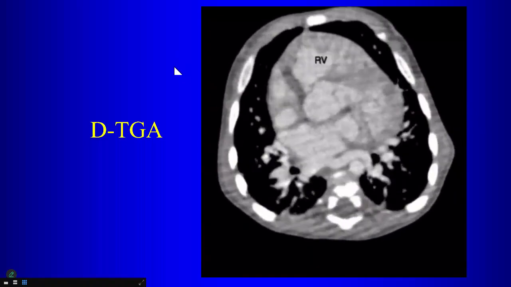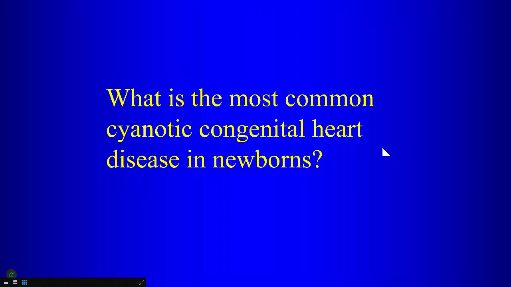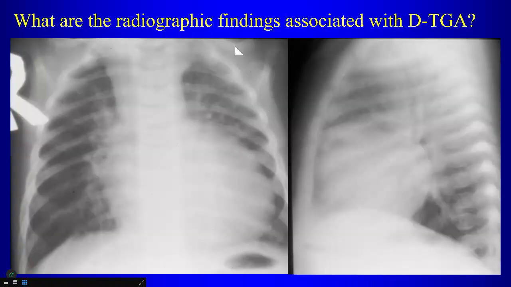This is D-transposition, okay? The most common cyanotic congenital heart disease in newborns is? Anybody? In the newborn period, it's D-transposition, right? The most common cyanotic congenital heart disease overall is tetralogy of Fallot, but they're usually not cyanotic at birth. But at birth, the most common cyanotic congenital heart disease is D-transposition.